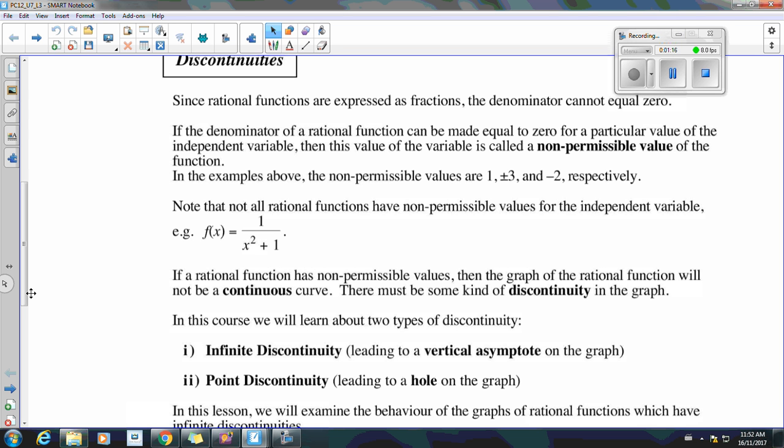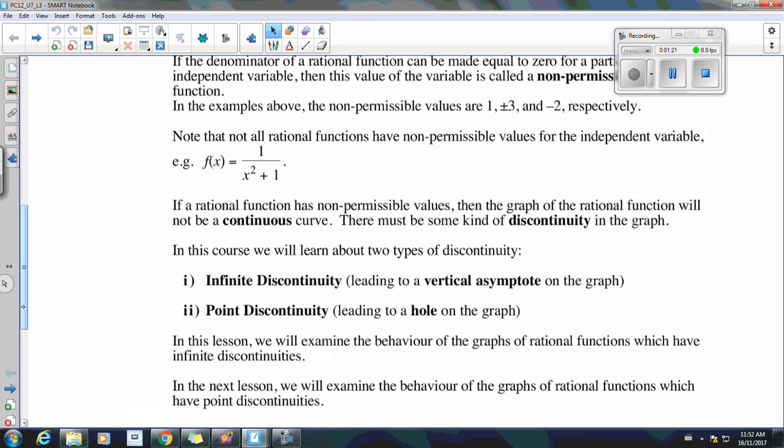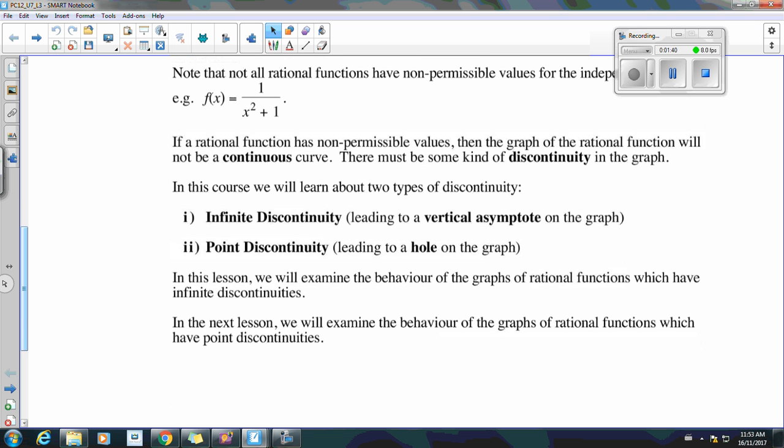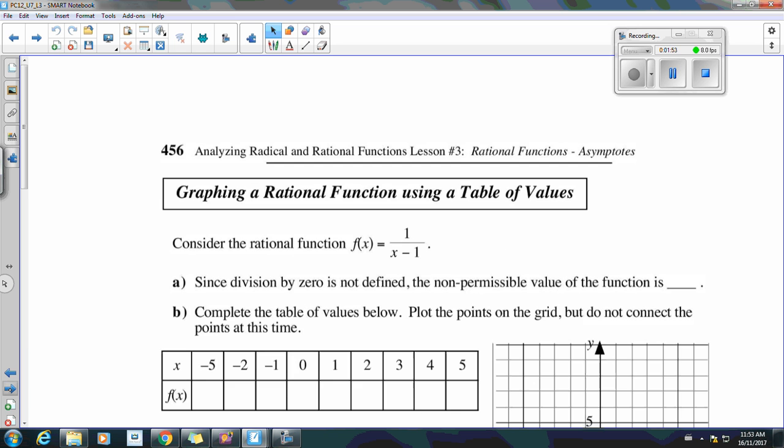Note that not all rational functions have non-permissible values. For example, f of x is 1 over x squared plus 1. There's no value that makes the denominator equal 0, so there's no discontinuities in that graph. If a rational function has non-permissible values, then the graph of the rational function will not be a continuous curve. There must be some kind of discontinuity in the graph. Here there are two types we're going to learn about this year: infinite discontinuity, which is a vertical asymptote on the graph, or a point of discontinuity, which is a hole in the graph. In this lesson we will examine the behavior of rational functions with infinite discontinuities.